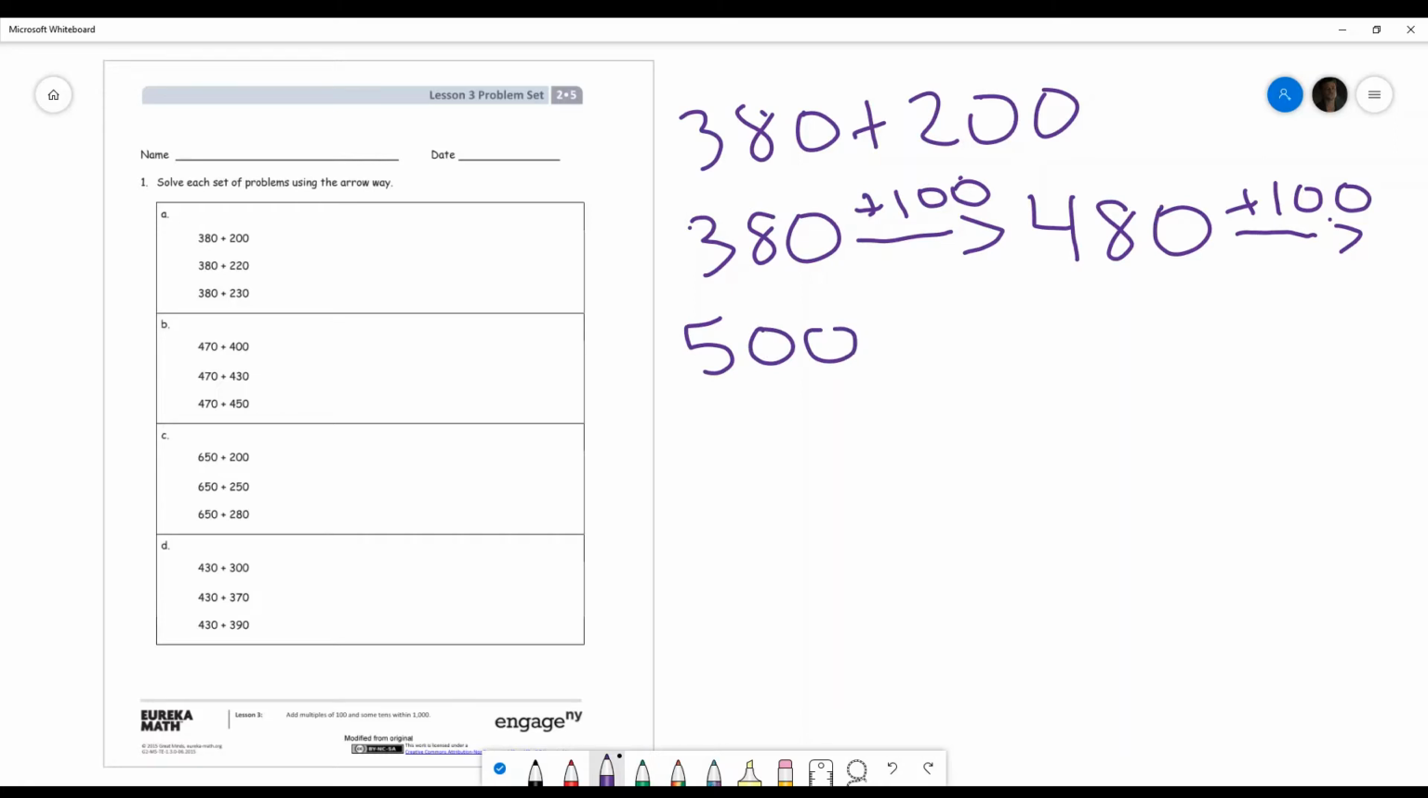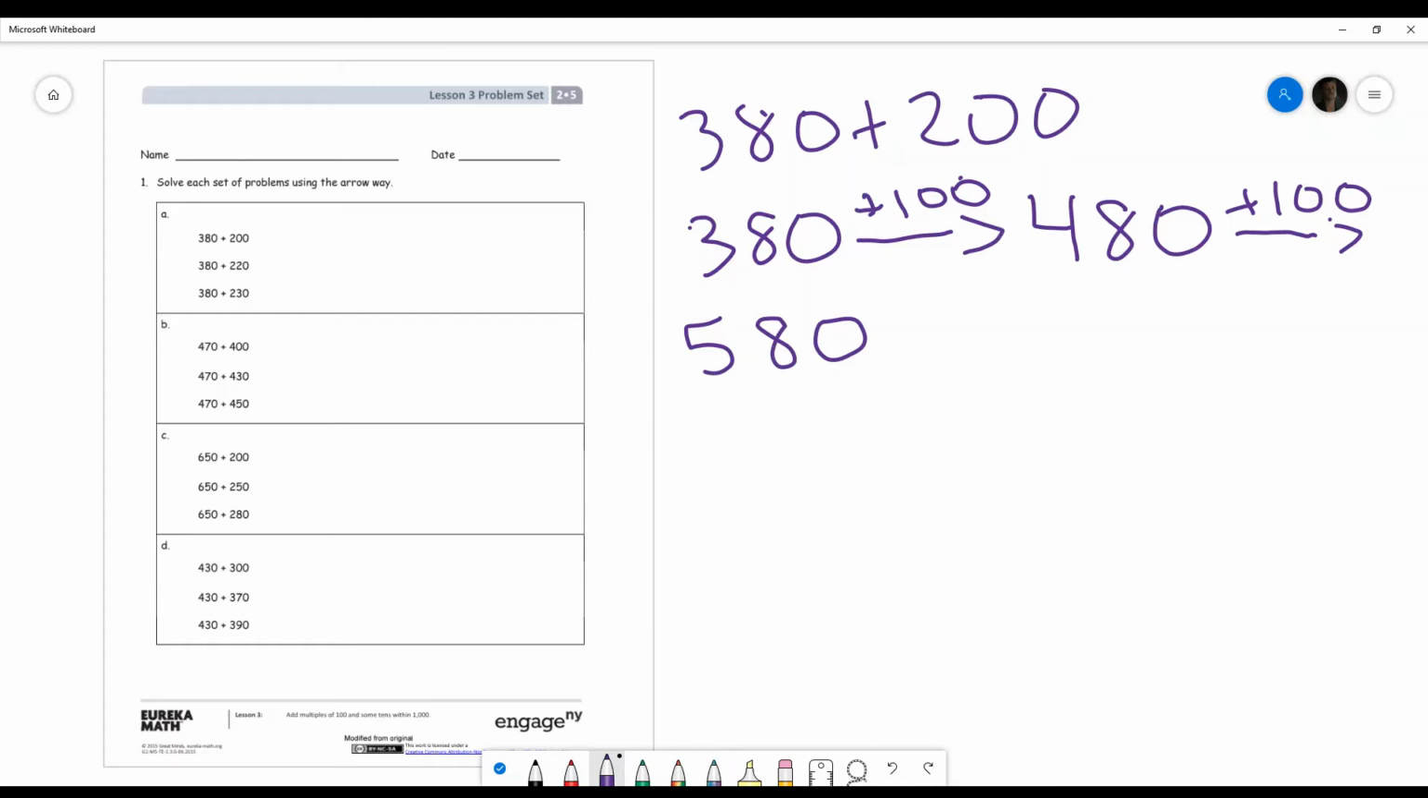Is that correct? No, it is not. I forgot my tens and my ones. So remember, those stay the same. So 580. That is your answer for the first set in A. Now let's look at the second set in A. 380 plus 220. Now you don't need to rewrite this whole problem because you're just adding 20 more.